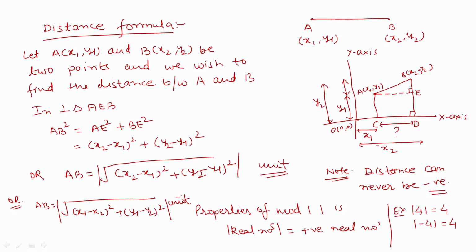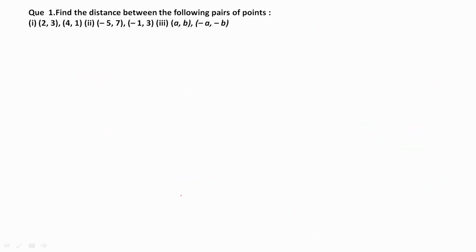I hope you will better understand this formula. So now I am going to solve exercise 7.1. The first question is: find the distance between the following pairs of points. These are some points from exercise 7.1. The first one is 2 3 and 4 1. So I am going to solve the first question.